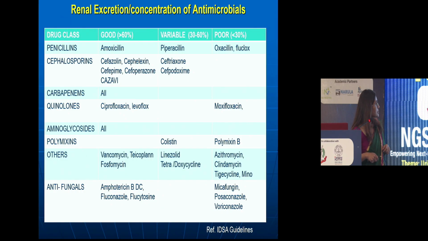Then we have the drugs for gram positives. We have vancomycin, teicoplanin as well as fosfomycin, which may be used for VRE. And of course, when we talk about fungal infections, good penetration is seen with fluconazole, flucytosine and amphotericin B. The other drugs like voriconazole, posaconazole or isavuconazole have very poor urinary concentration and should not be used.